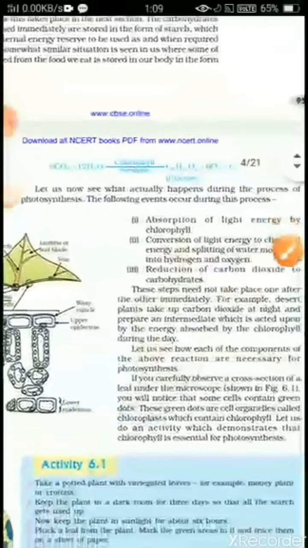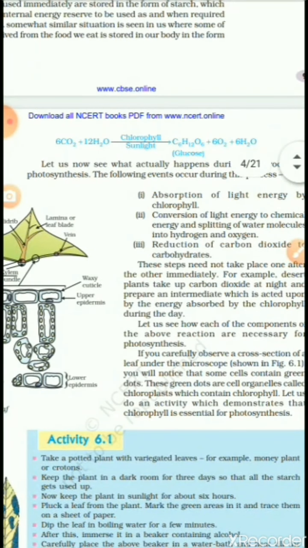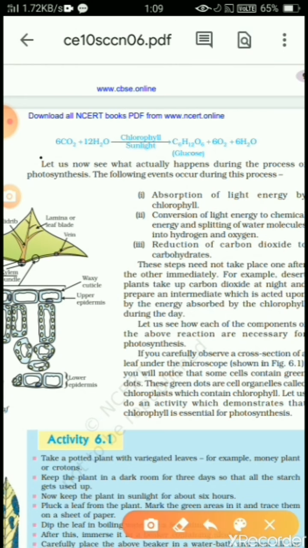So here is the chemical reaction which takes place in the photosynthesis process. A carbon dioxide molecule from the atmosphere reacts with a water molecule in the presence of sunlight and chlorophyll. As chlorophyll absorbs the sunlight, it forms carbohydrate, C6H12O6, which is glucose, which provides energy to do several activities, and a molecule of oxygen is released in the atmosphere and a water molecule is also released.